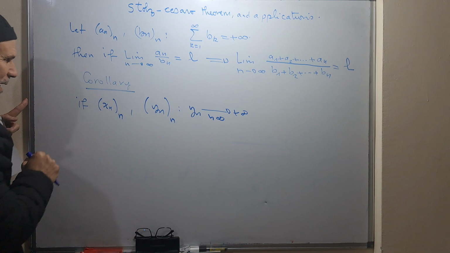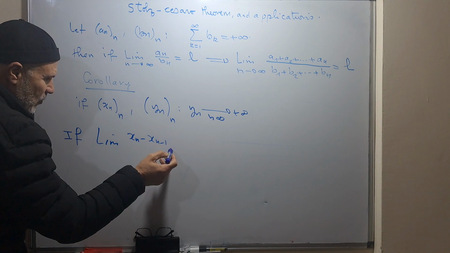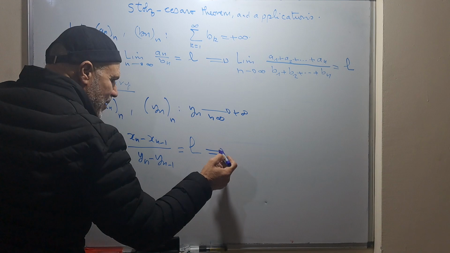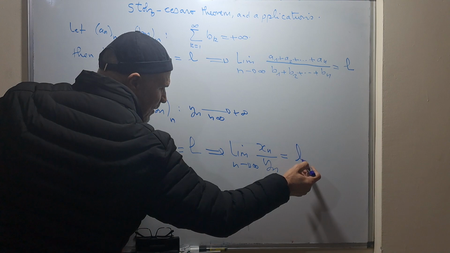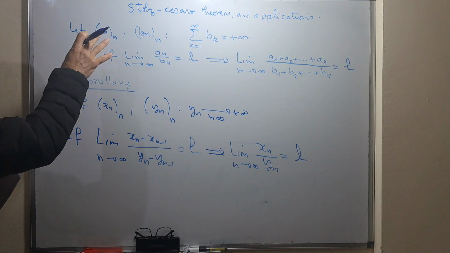In this case, if the limit of xn minus xn-1 divided by un minus un-1 is equal to l, when n goes to plus infinity, this implies that the limit of xn divided by un when n goes to plus infinity is actually equal to l, the same limit. We suppose that the proof is done. How can we deduce this corollary from this general case?